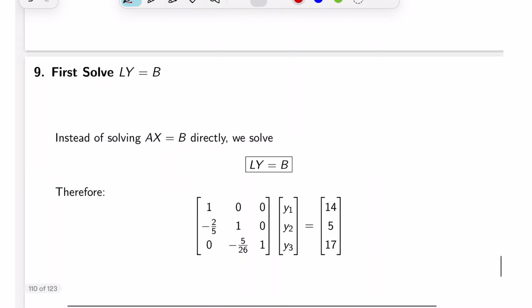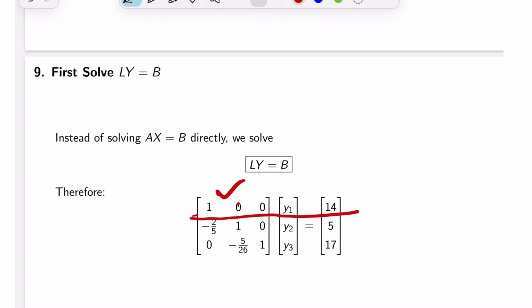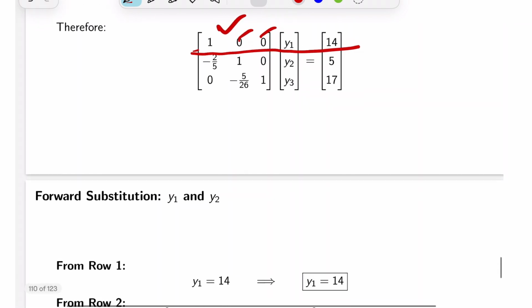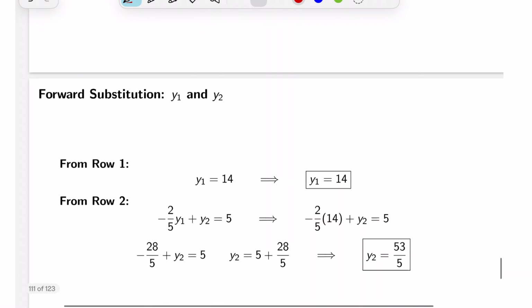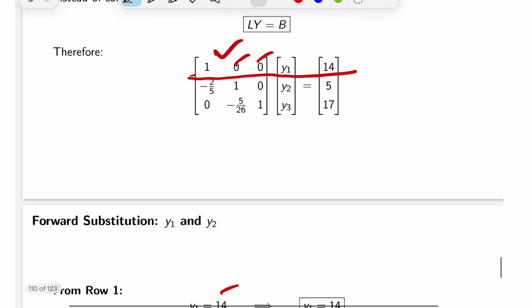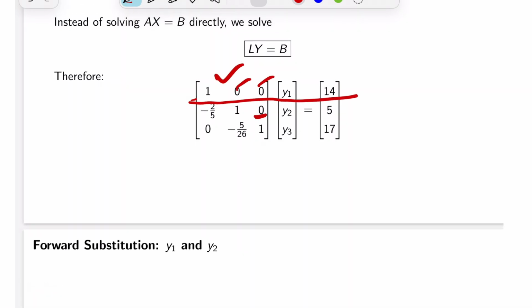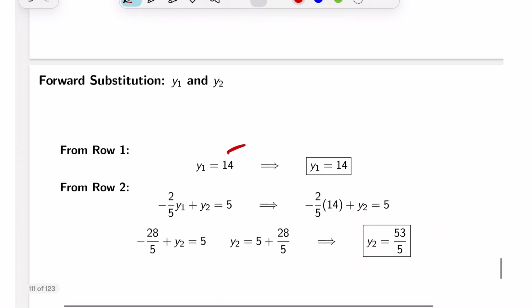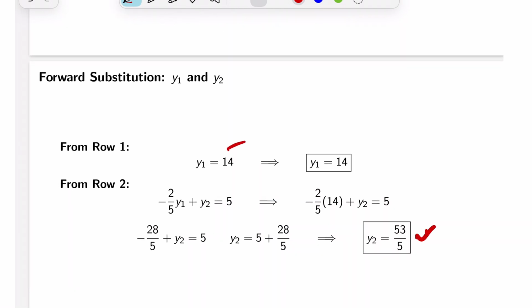So Ly is equal to B, where L is the lower triangular matrix, then y and then B. Now you can see that in the first equation the other entries are 0, so we get y1 is 14. From the second row, if we plug in y1 is 14, and since the third entry is 0, we get y2 is 53 by 5.